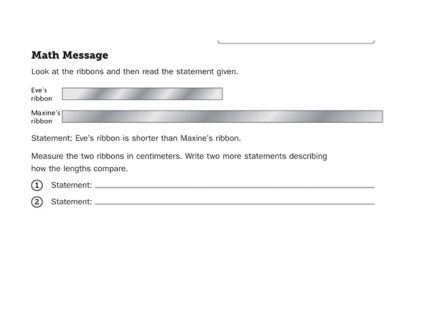Take a look at the math message. You're supposed to look at the ribbons and then read the statement given. I notice we have Eve's ribbon and Maxine's ribbon. The statement that's being made is that Eve's ribbon is shorter than Maxine's ribbon.